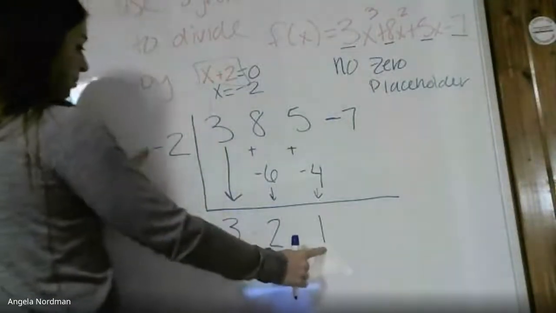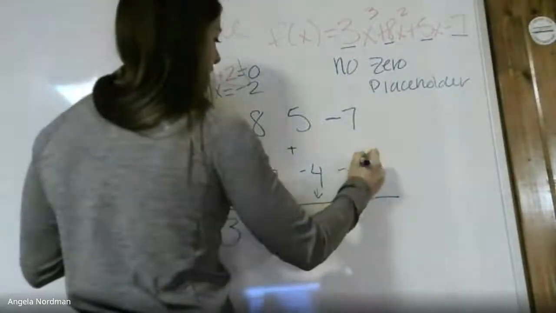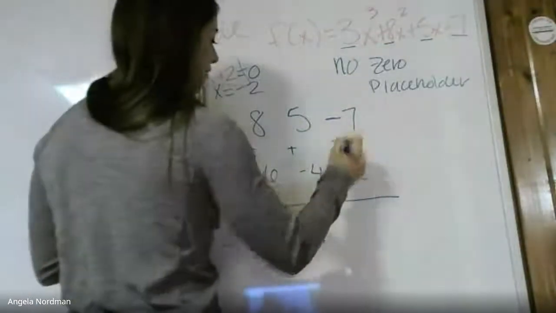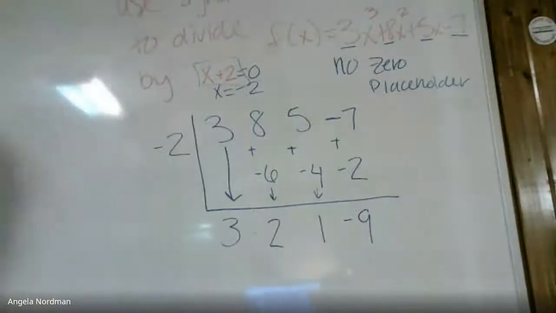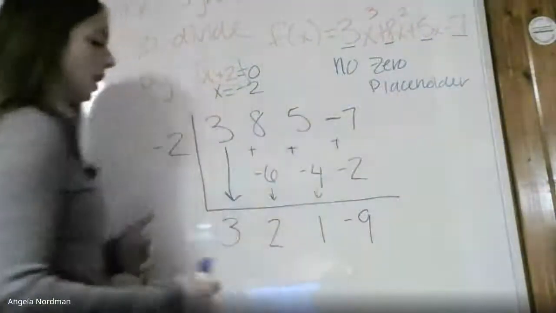Number in the bottom, multiply by my number outside, -2 times 1 is -2. That number comes over here. And I add those two up. That gives me -9. I have no other numbers over here on the right side, so I'm done.